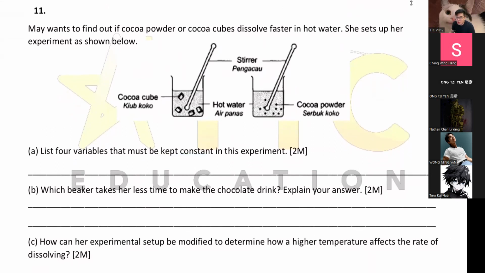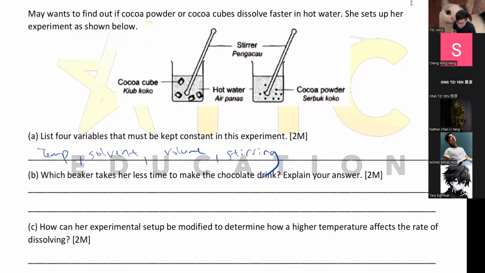What are the 4 things you don't change here? You are only changing the cocoa, right? The powder and the cube, right? What else you don't change? Yes, the temperature, suhu. What else? Water. What about the water? Oh, you mean the solvent lah? Okay, the solvent, the pelarut. The volume of water. The stirrer, or you can say the stirring, we have to stir at the same rate. Both we have to stir the same. If one you stir faster, one you stir slower, of course it's not fair already lah, right? Because I'm only changing one thing.